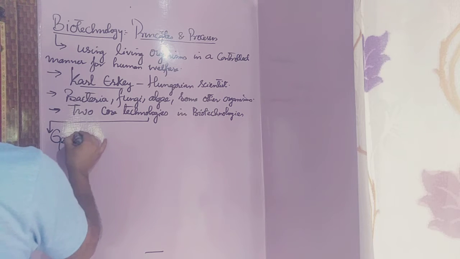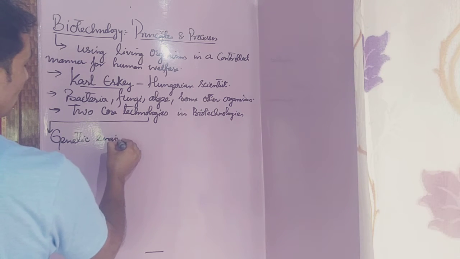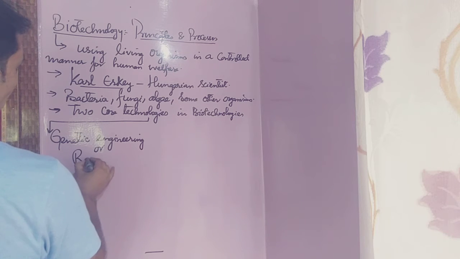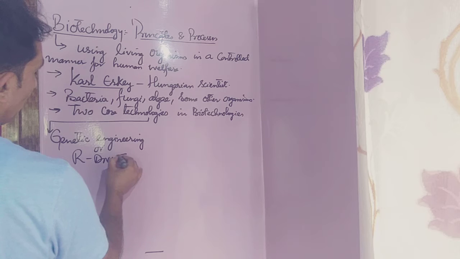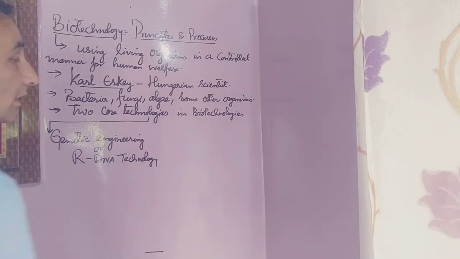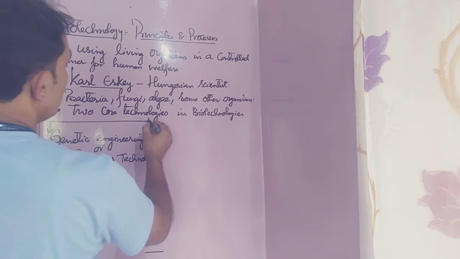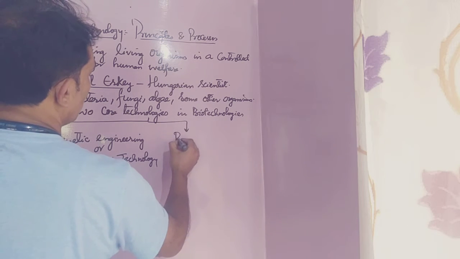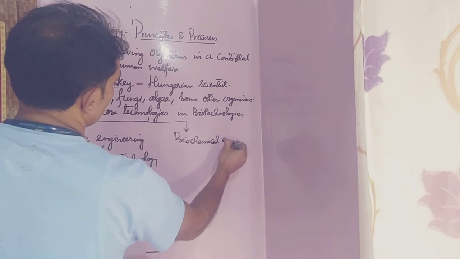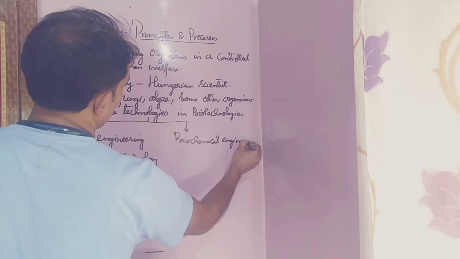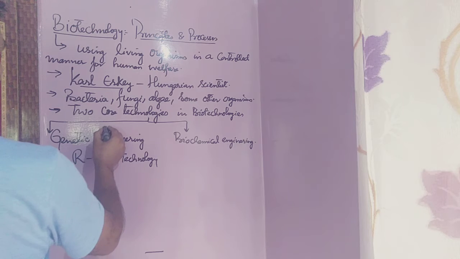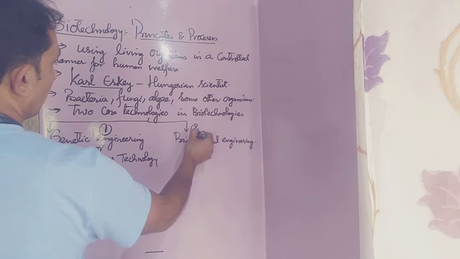First is genetic engineering, which you sometimes also call recombinant DNA technology, or simply DNA technology. So this is the first technology, the recombinant DNA technology. Then another is biochemical engineering. So these are the two core technologies of biotechnology. The first one is genetic engineering, and the second one is biochemical engineering.